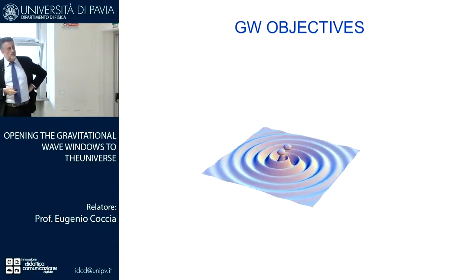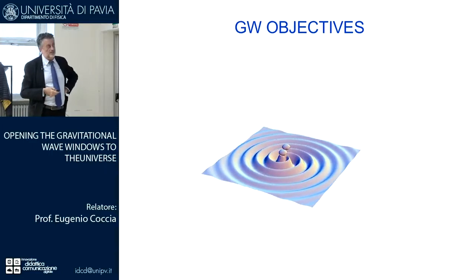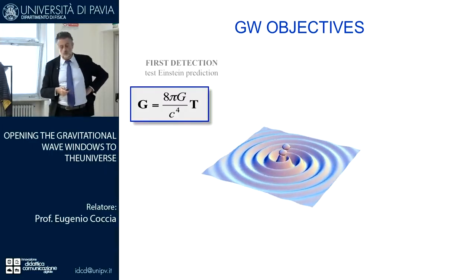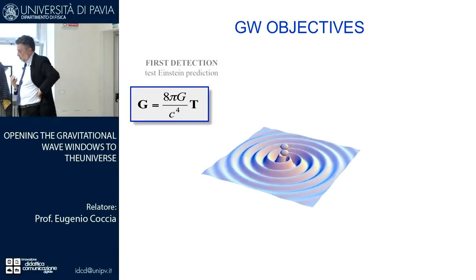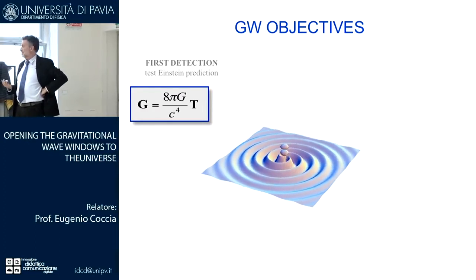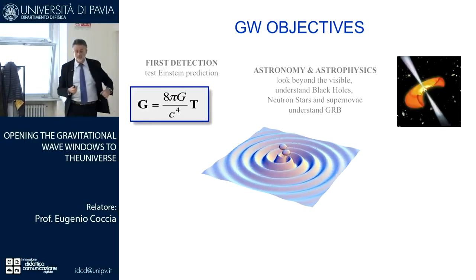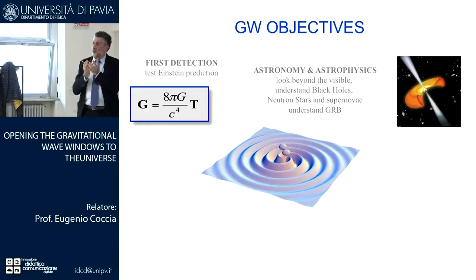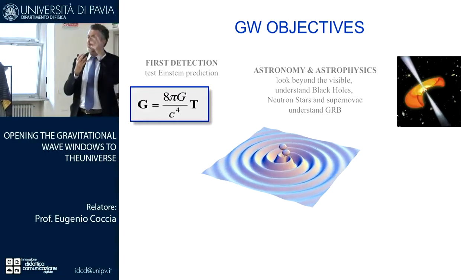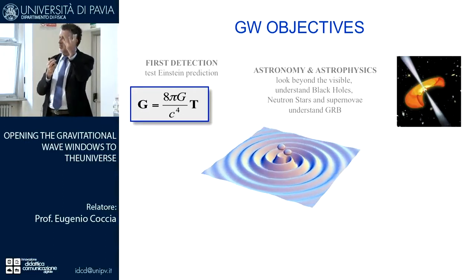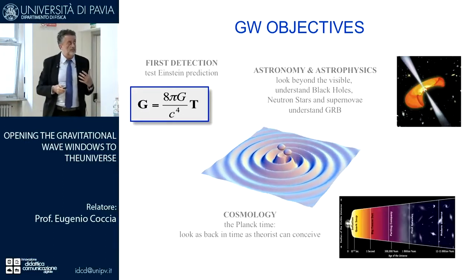So let me go directly to the heart of the lecture, and to try to understand what are the objectives of gravitational detection. First of all, we have to test the Einstein prediction of the existence of gravitational waves. Then the second is that through this probe, thanks to gravitational waves, we could understand the sources. Are there existing black holes, neutron stars, and all these fantastic objects or not?